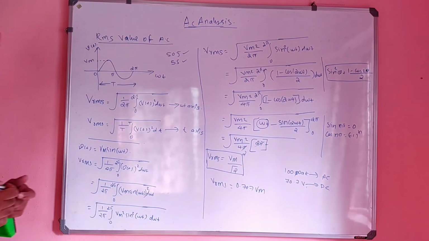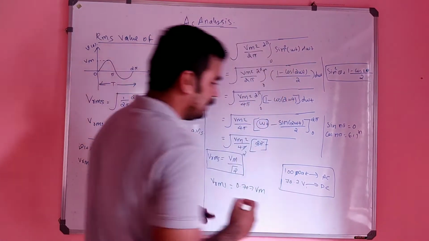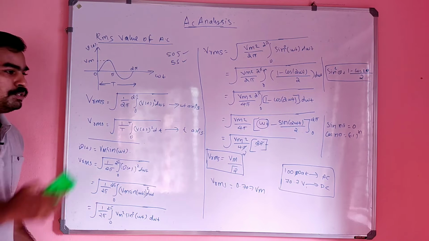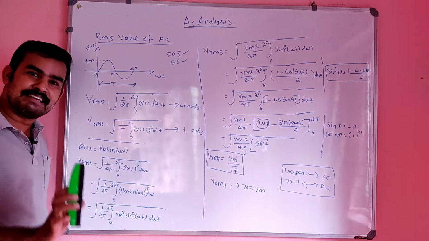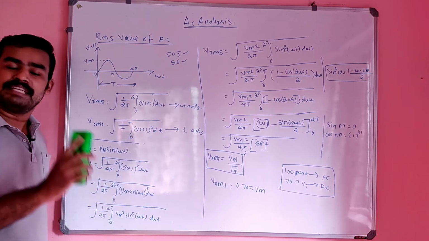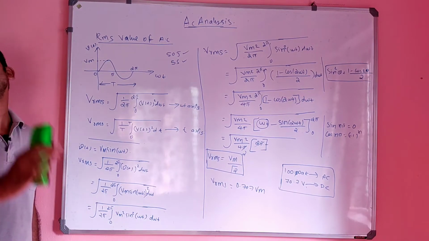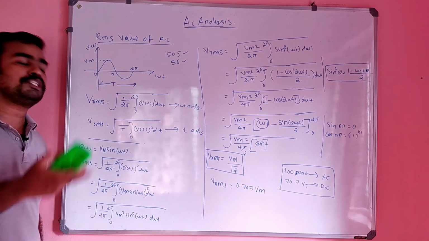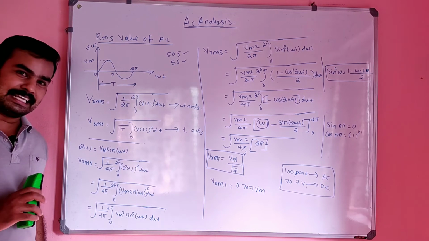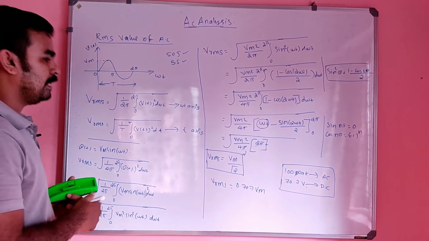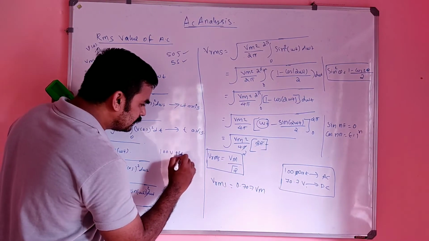That means you need a lesser value of DC when compared to AC. You don't need that much AC to produce the same amount of heat. Just 0.707 times the AC value is required to produce the same heating effect in DC. That means you need a lesser value. Is it clear?